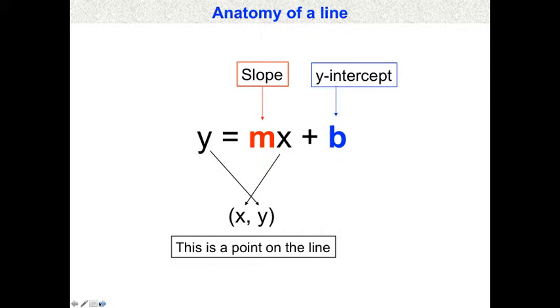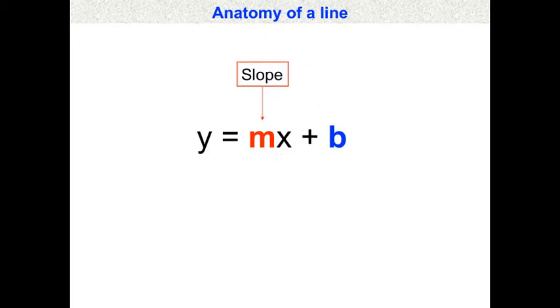Okay, in the last section we talked about the anatomy of lines, and in this section we'll begin our study of the various parts of a line. In this particular section we'll be talking about slope. The slope is identified by the letter M, and there's no particular reason for this. It's just always been there, and we'll continue to use that.